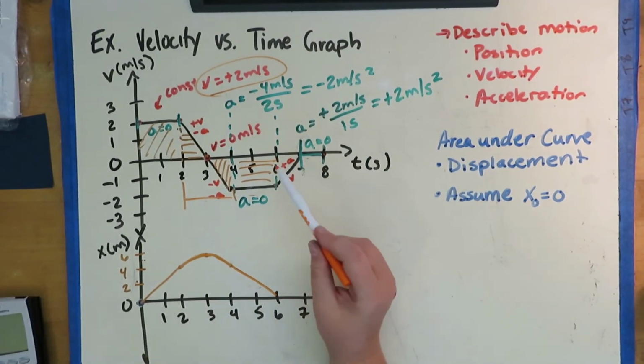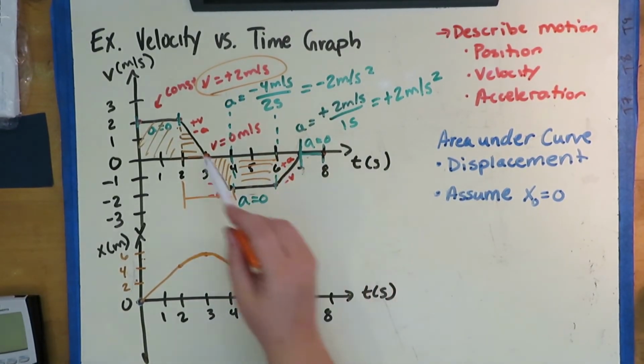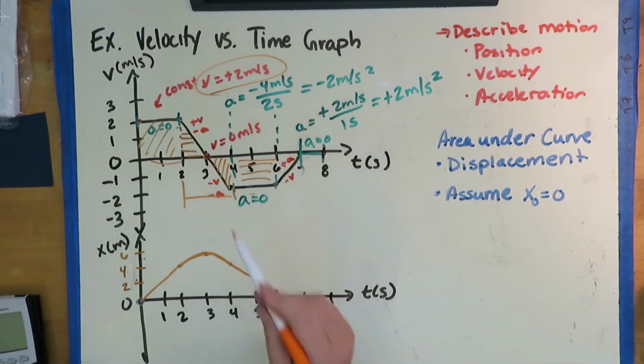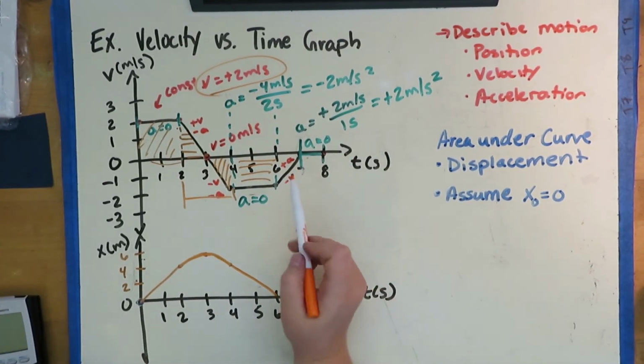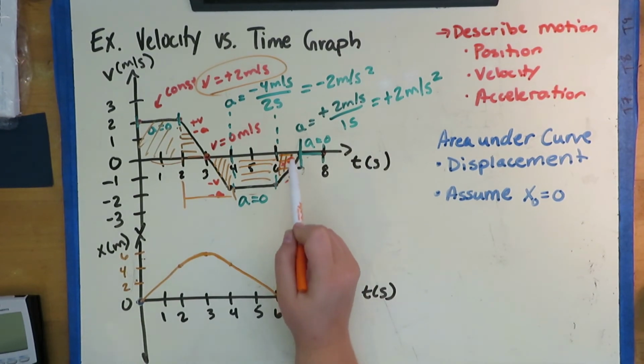And then what's really cool is that at 6 seconds, because my positive area here would equal my negative area, I've actually returned to my starting position. But I don't stop there. I have this last little section.